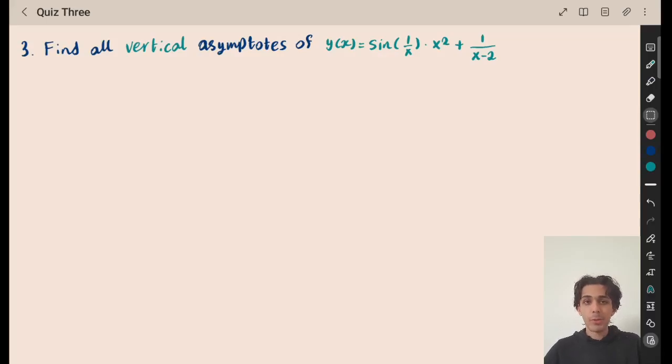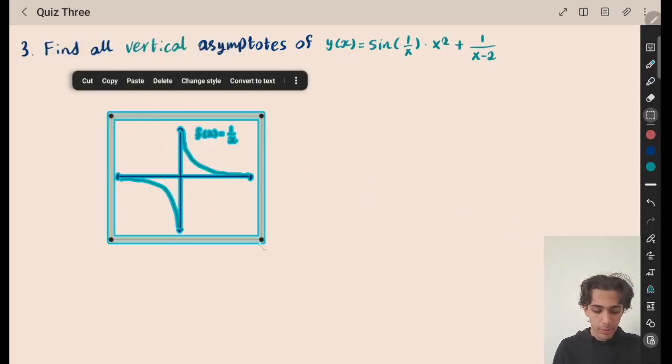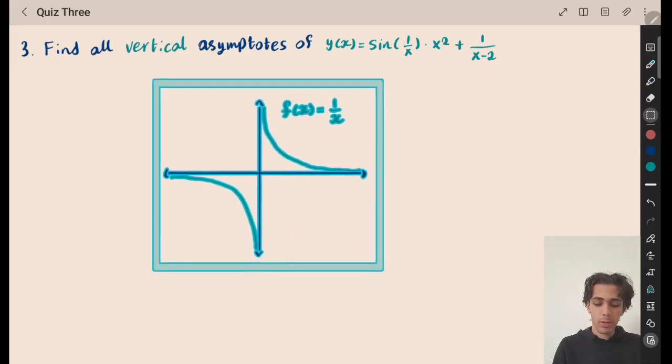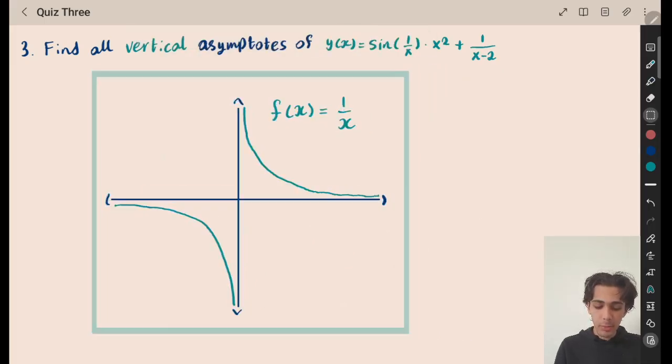Finding vertical asymptotes. Quite a problem. But we can always start with an example of a vertical asymptote. So here you can see the very famous example of f of x equal to 1 over x. We have a clear vertical asymptote on the y-axis.